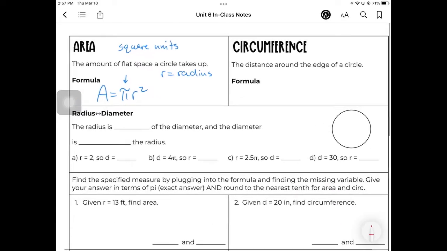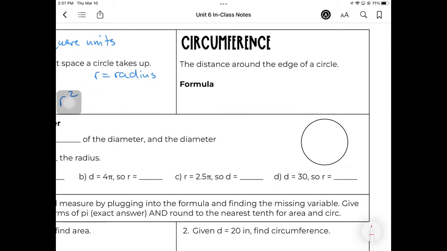But we also have a formula for circumference. Circumference is like the perimeter of a circle, but because it's a round shape, we call it the circumference. The distance around the edge of the circle is what circumference is, and there's two different formulas I could use. The first one uses the radius. So the circumference of a circle could be found by taking 2 times pi times the radius. The other way of thinking about this is to use the diameter. The circumference is also pi times the diameter. So r again means radius, and d means diameter. And so we can find circumference that way.